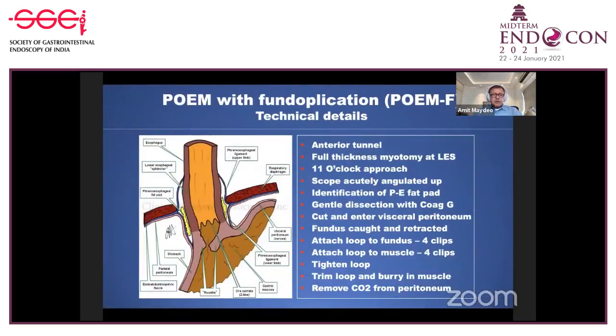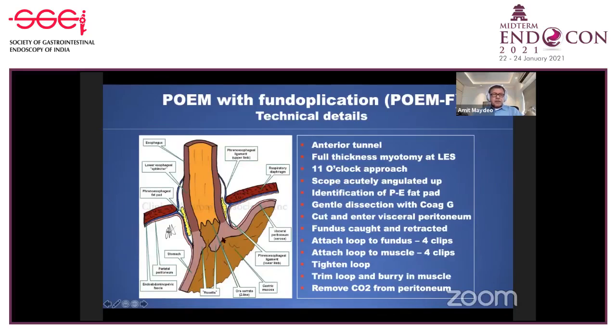A few very important things which you need to remember: whenever we want to perform a POEM along with fundoplication, it becomes mandatory that we do an anterior tunneling technique, because posteriorly you can't enter the peritoneum. So you have to mandatorily do an anterior tunnel. Second, at least in the lower esophagus, you have to do a full thickness myotomy, without which you will not be able to go across outside the esophagus into the peritoneum. Third, you have to go at 11 o'clock approach, because that is going to be the safest approach to enter the peritoneum. You have to acutely angulate the scope upwards.